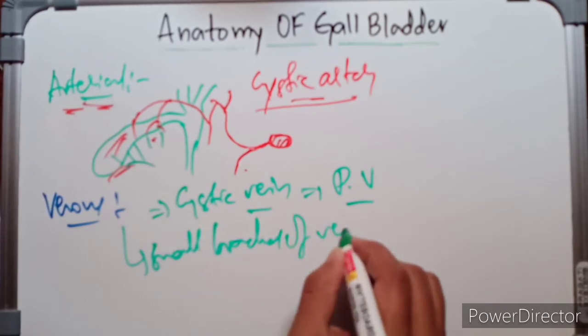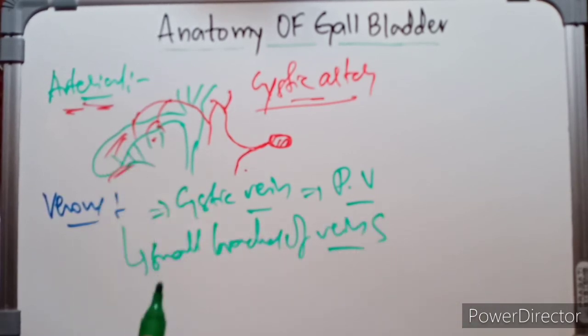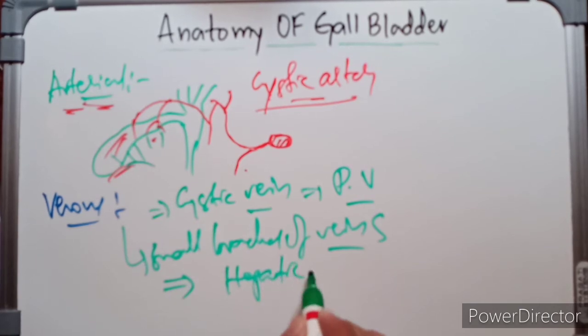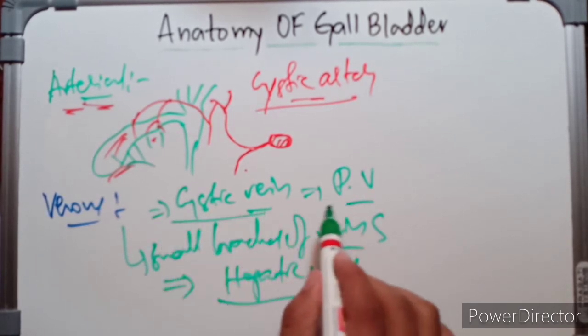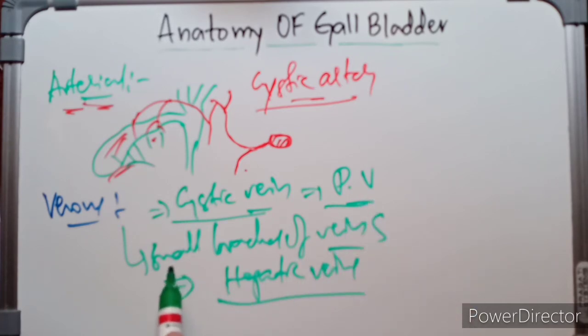These small veins arise from the superior surface of the gallbladder, pass to the liver, and from there they will drain into the hepatic veins. So venous drainage has two folds. One, we have the cystic vein which will drain into the portal vein, and another, the small branches of veins which will go to the liver and drain into the hepatic veins. This is about the venous drainage of the gallbladder.